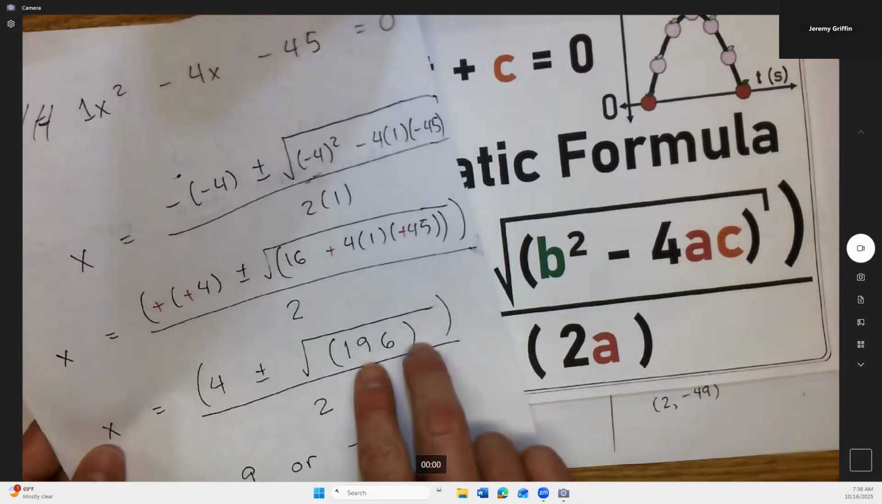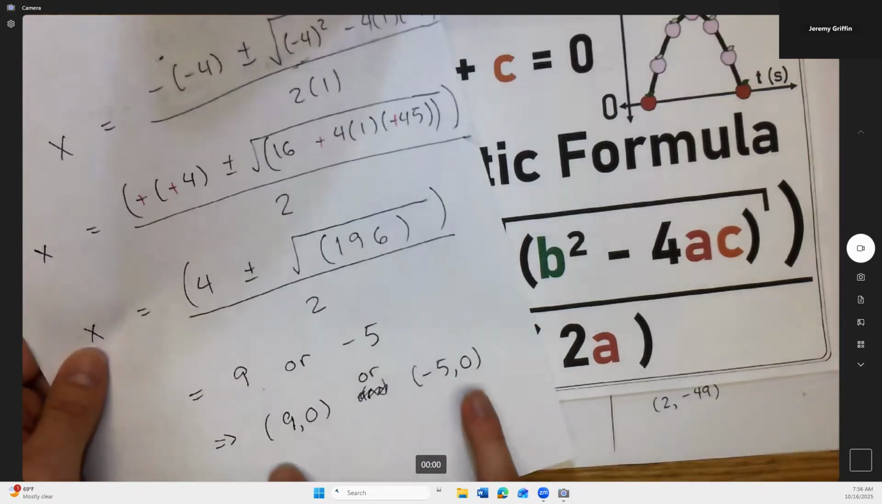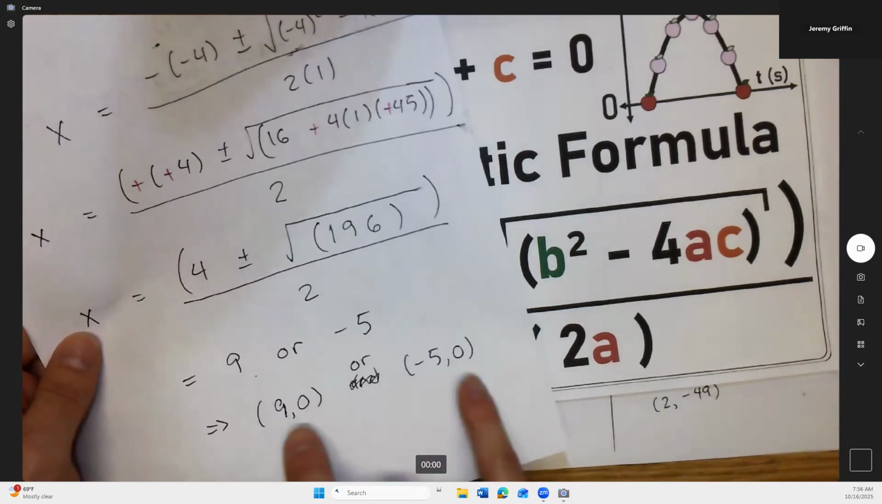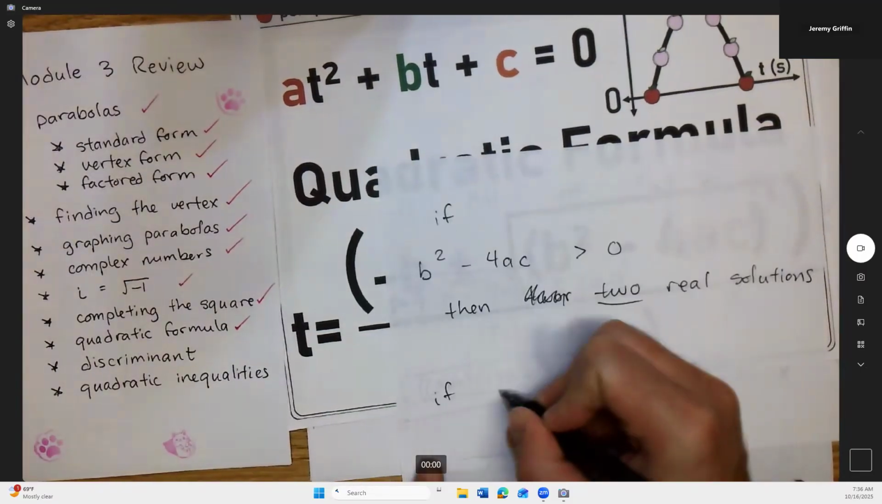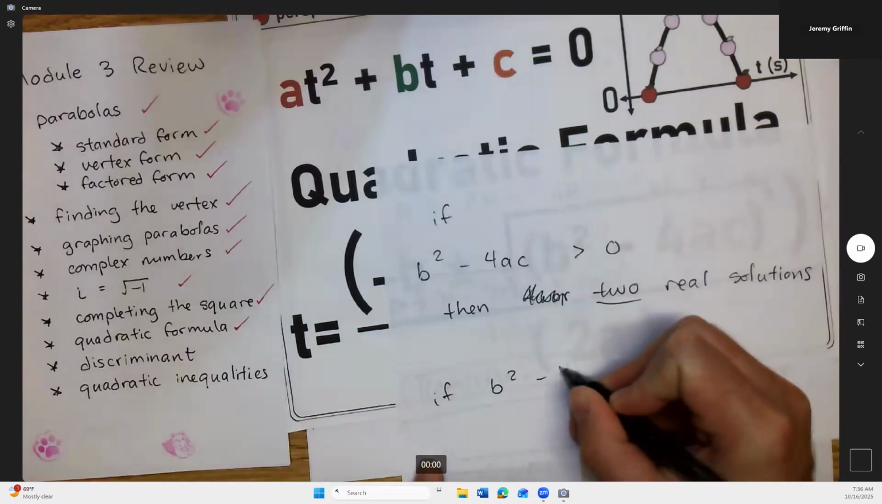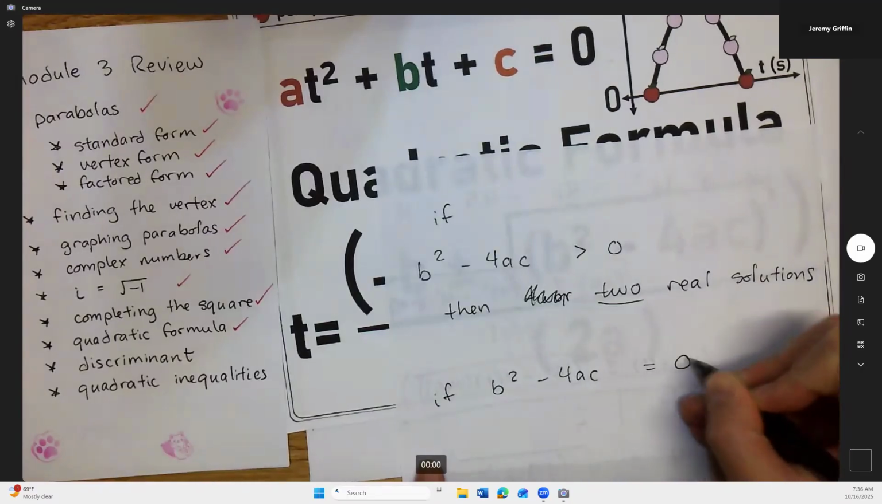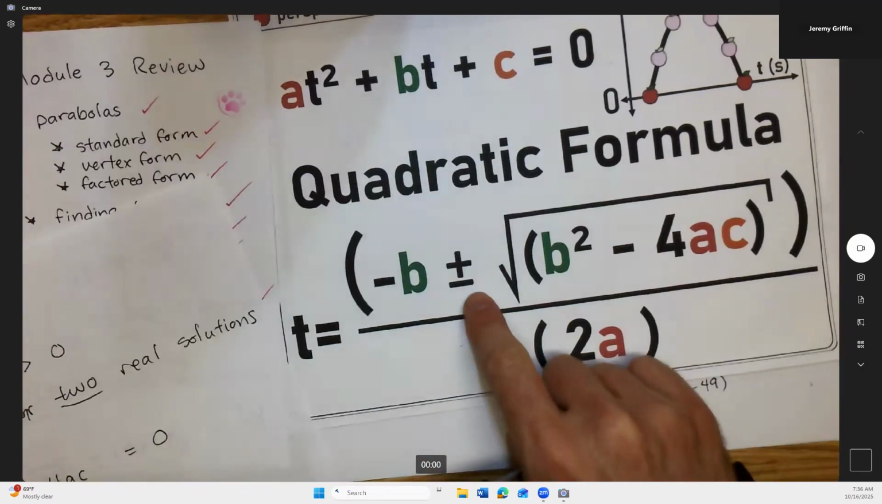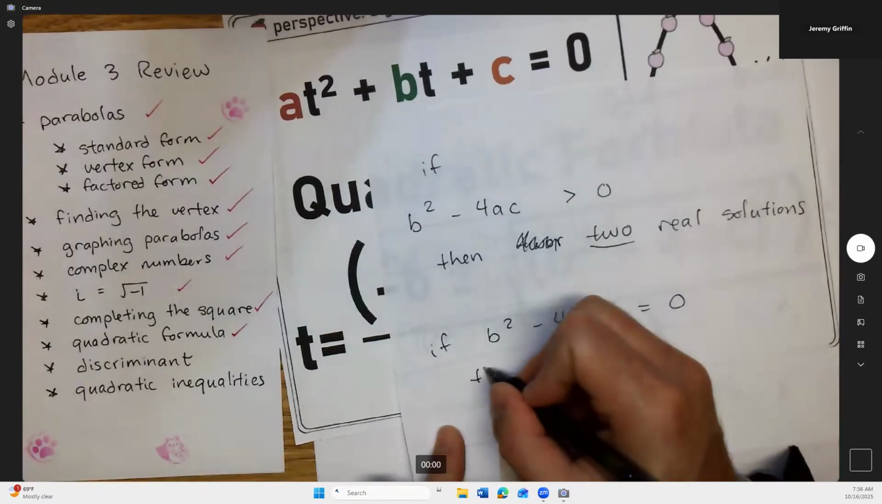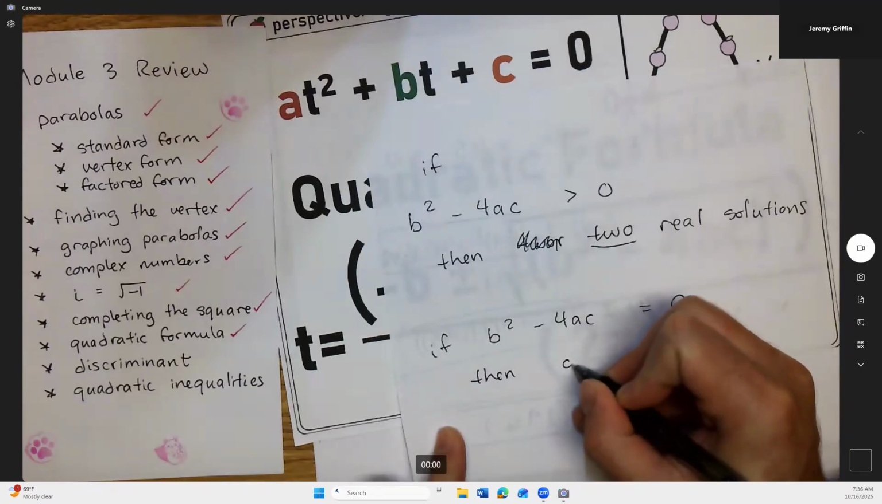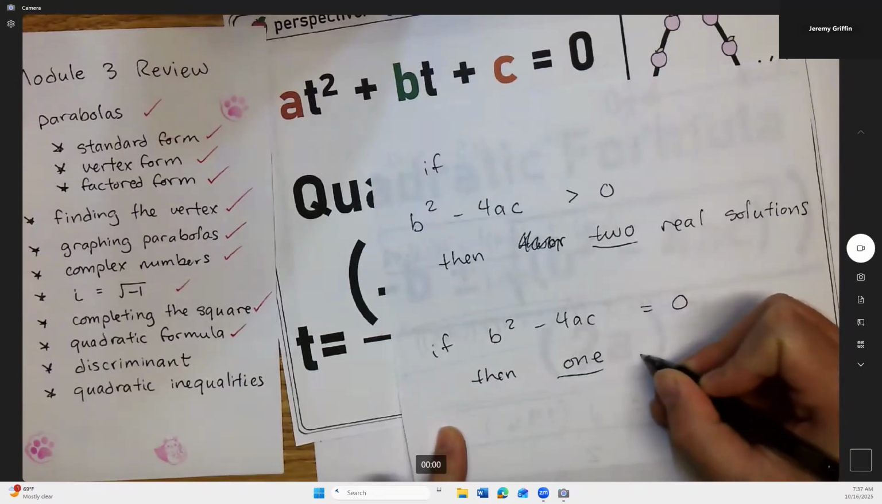This b squared minus 4c was positive 196. Hence, I have two real solutions, these two real solutions right here. If b squared minus 4ac is equal to 0, well, then what you would be doing is plus or minus a 0 right here, right? Then you only have one real solution.